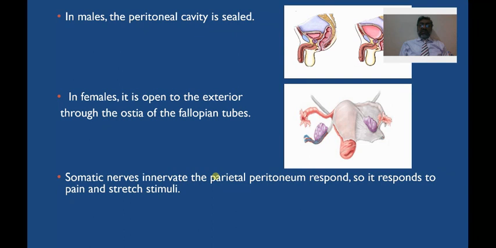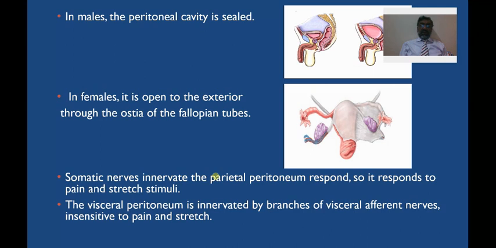Then its innervation is through somatic nerves. So that's why it responds to pain and stretch stimuli. While the visceral peritoneum is innervated by branches of visceral efferent nerves, which are insensitive to pain and stretch.